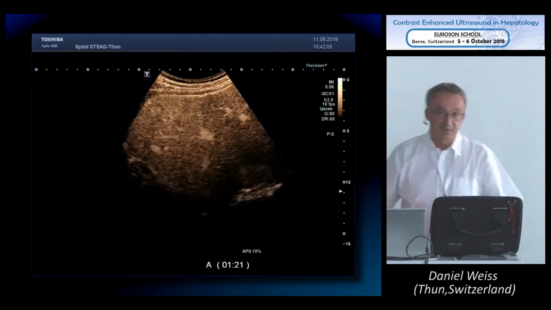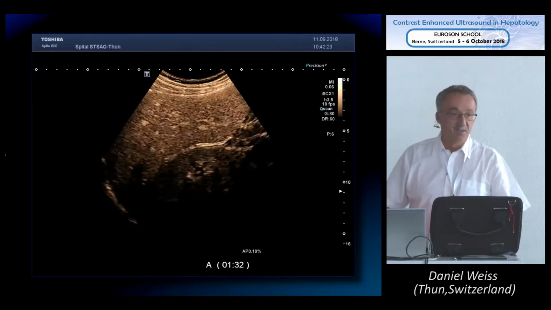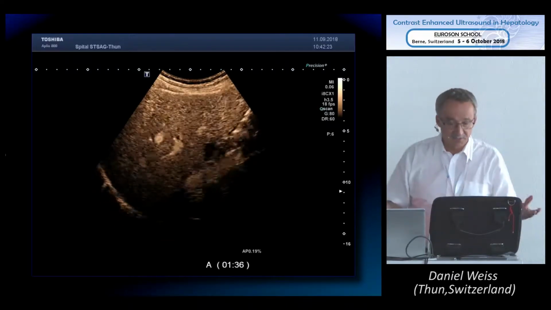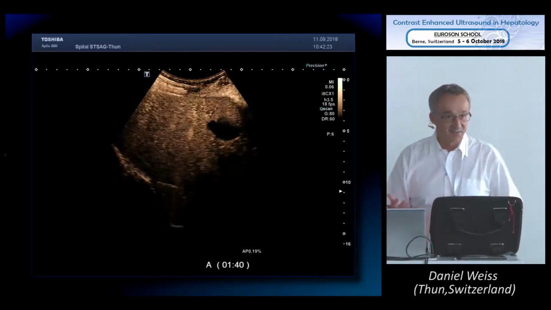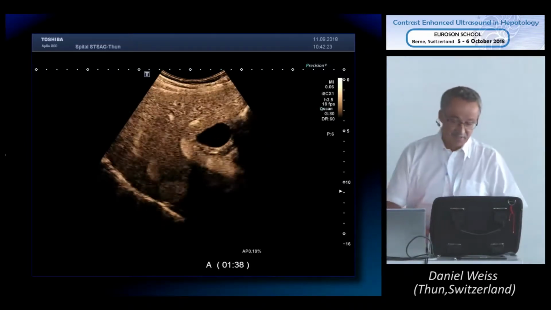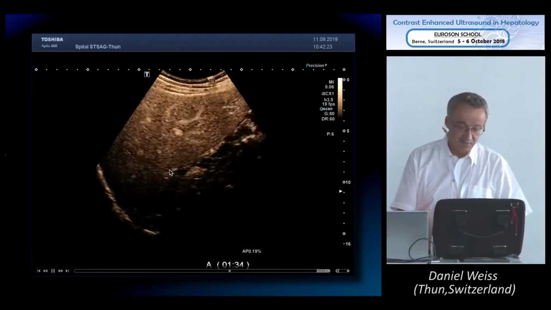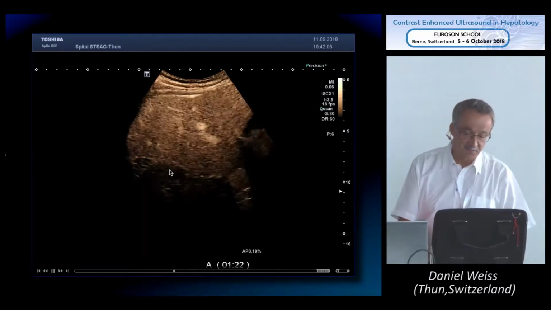And when we talk about the detection of focal liver lesions in non-cirrhotic patients, we talk about the late phase mainly. So we inject our contrast agent and we look for black holes. That might just sound very easy, but there are some tricks. You see, there is nothing in this liver, so we don't have any metastasis visible.